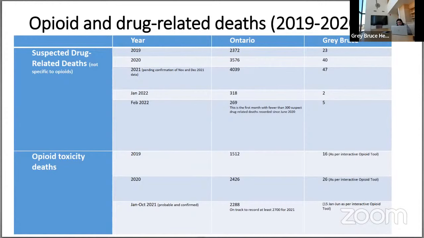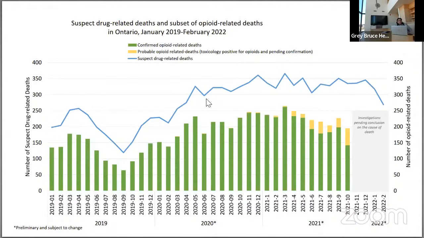In 2020, this is for the suspected drug-related deaths, not specific to opioid. The second item is opioid toxicity deaths. So it is 16 for Grey Bruce in 2019, 26 in 2020, and 15 as per the interactive opioid dashboard of Public Health Ontario. Again, I will show you another slide where it shows that the confirmation is still an issue.